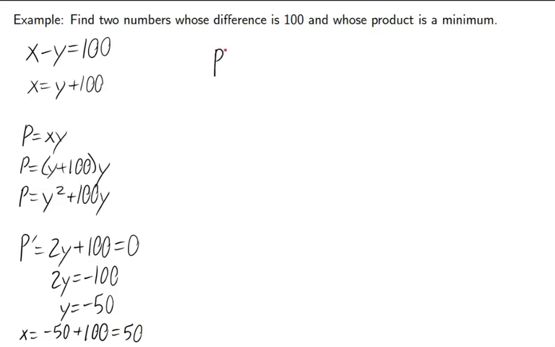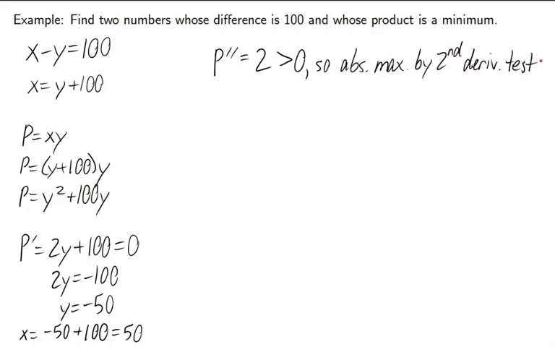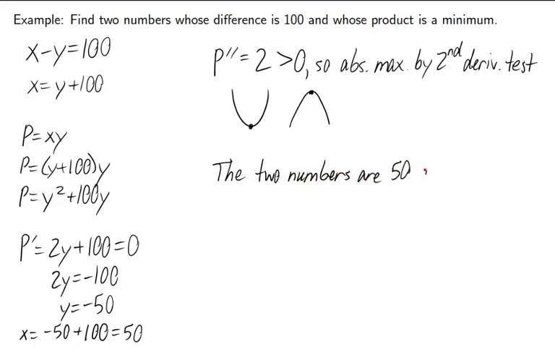All we need to do from here is use the second derivative of 2y plus 100, which is just 2. This is greater than 0, so this is an absolute min by the second derivative test. The second derivative test gives you that if it is concave up at the critical value, it's a min. If it's concave down at the critical value, it's a max. This is a min, so let's write our final sentence. The two numbers are 50 and negative 50.